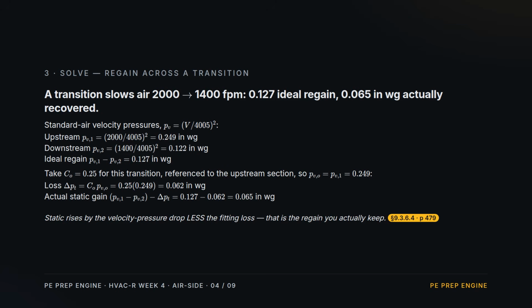Solve: regain across a transition. Velocity pressure upstream is about 1/4 inch. Downstream, it drops to a bit over 1/10, so the ideal regain is 13/100ths. Now the fitting. Its coefficient, reference to the faster upstream section, times that upstream velocity pressure, gives a loss of about 6/100ths. Subtract it from the ideal regain, and you actually keep roughly 6.5 of an inch of static. Regain minus loss, that's the recovery you bank.